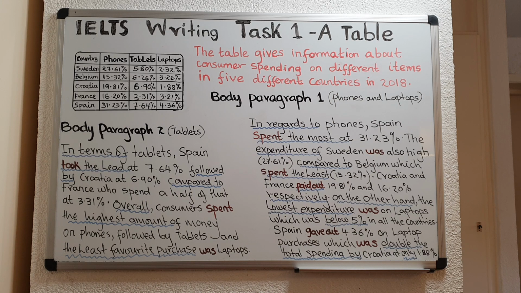You have to look at the data, you have to look at the items that are provided in the chart. In our case, it is a table, and then you have to divide the items into two. And then you write about one of the categories for your first paragraph, and the other category, you write that in your second body paragraph. So let us see how to do that. So in our body paragraph 1, we are going to be comparing phones and laptops. So we start straight away by saying, in regards to phones, Spain spent the most at 31.23%.